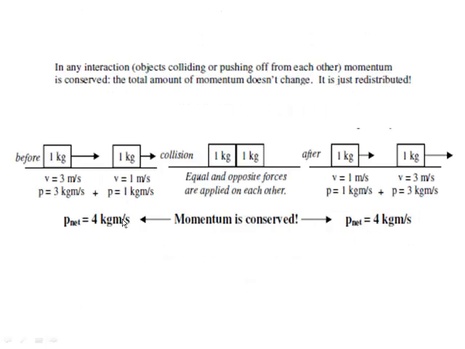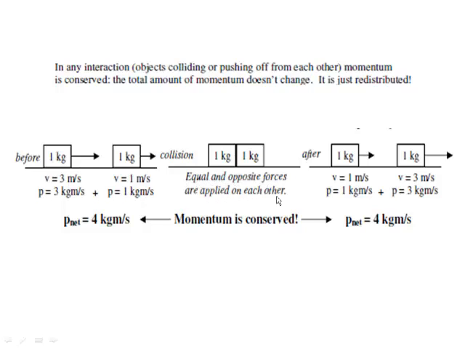Here's an example of where momentum is conserved. We have a 1 kilogram object traveling at 3 meters per second, which gives it a momentum of 3 kilogram meters per second. We have another 1 kilogram object traveling at 1 meter per second, which gives it a momentum of 1 kilogram meter per second.